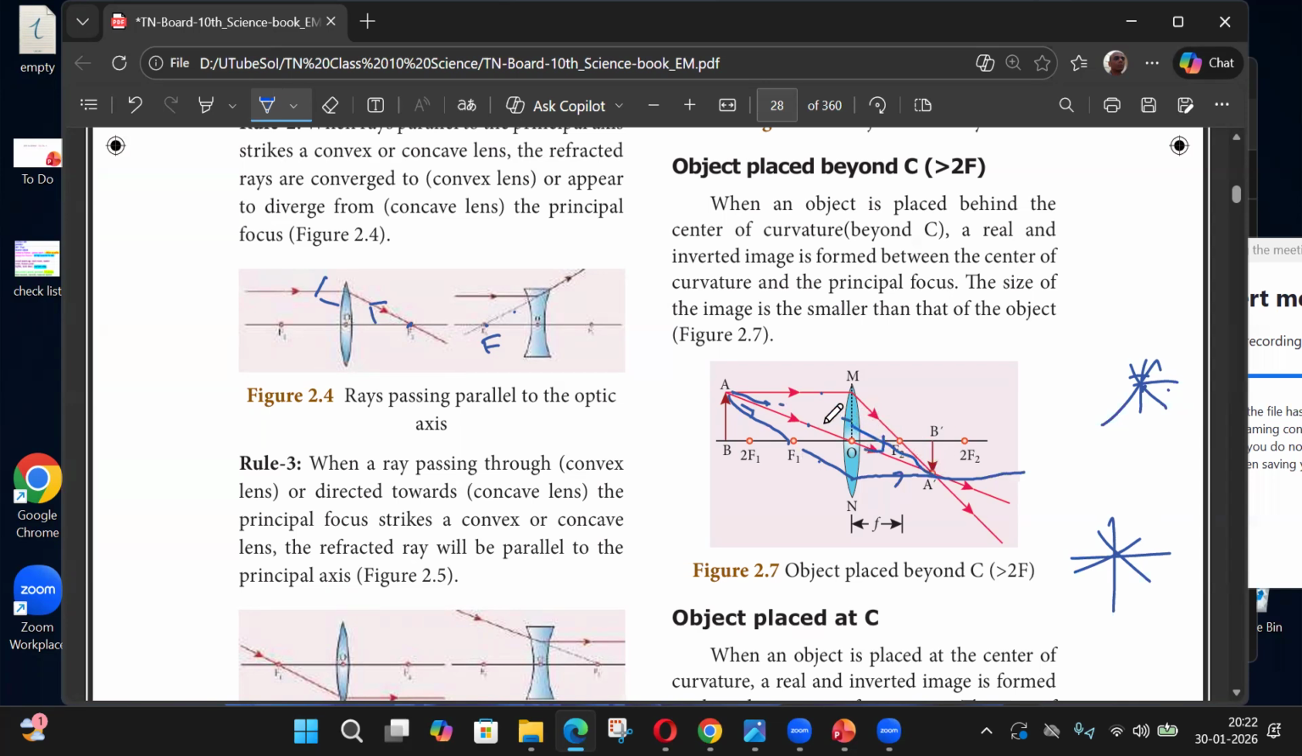There is no proof, but you have to accept it. So even a light ray like this, after passing the lens, will come and meet here at the same point A. So all the light coming out from A will come and meet at A, and they call it A prime, because A prime is the image of A.